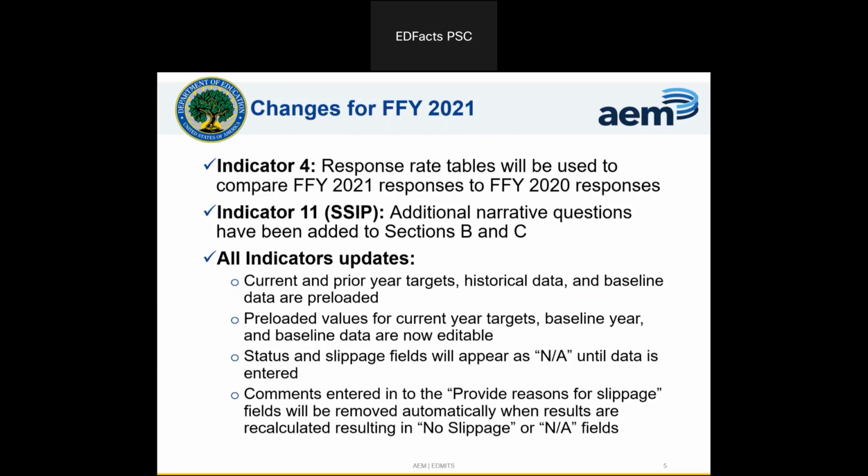So current and prior year targets, historical data, and baseline data are preloaded. Preloaded values for current year targets, baseline year, and baseline data are now editable. Status and slippage fields will appear as NA until data is entered. And a specific note that comments entered into the provide reasons for slippage fields will be removed automatically when results are recalculated, resulting in no slippage or an NA status.